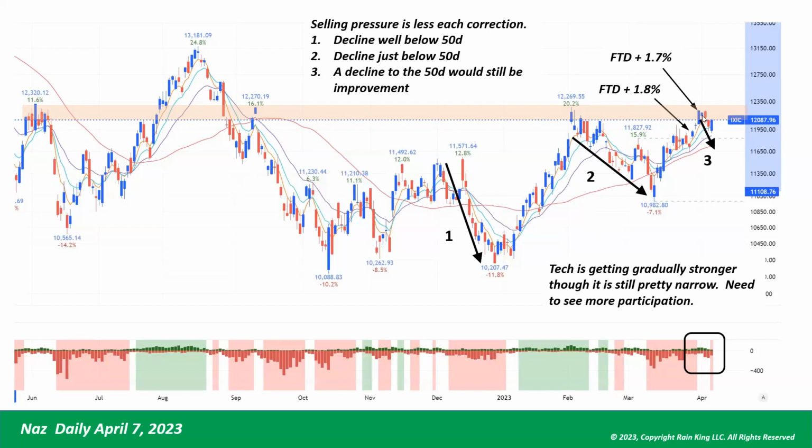And you'll notice that right now we're pulling back. And even if we pulled back down to the 50-day moving average, and if we got support and consolidated around the 50, that would be another improvement as selling pressure on the market is gradually getting less and less, and the NASDAQ is starting to turn. So that's an optimistic way to look at the chart if you're really trying to monitor how much selling pressure there is.